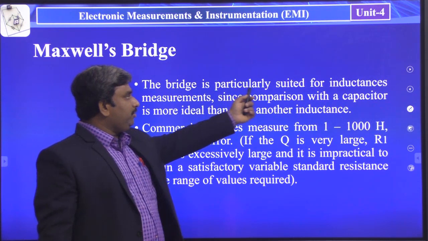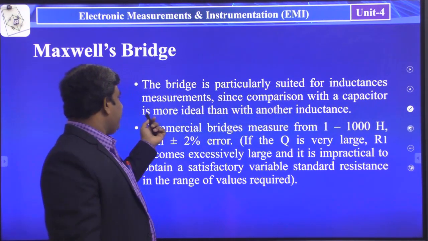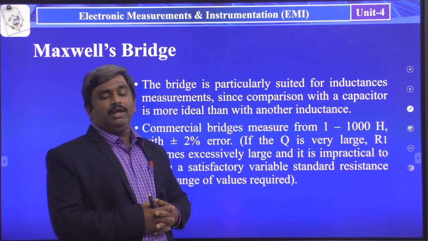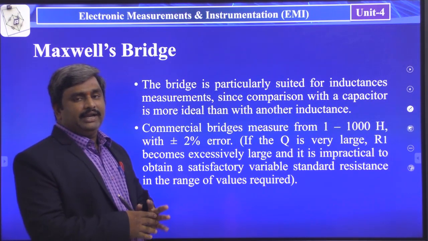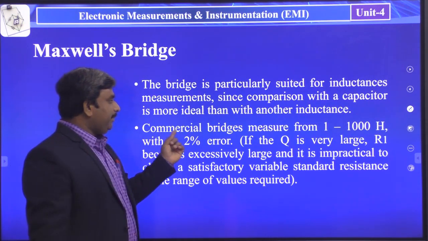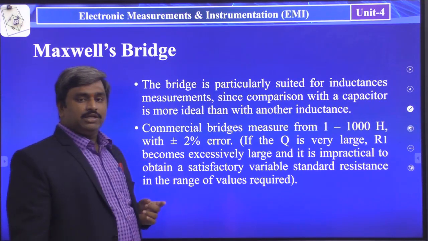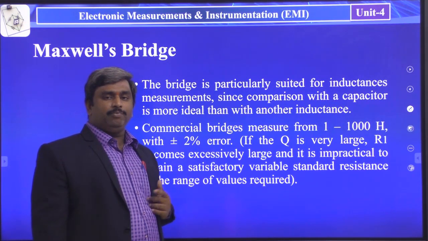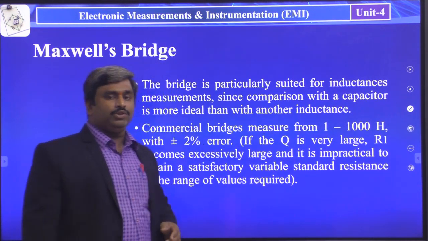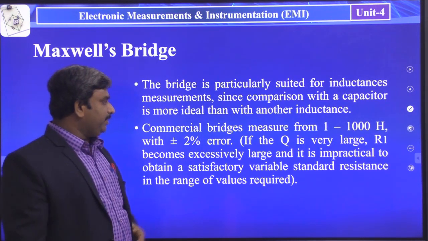Next, the bridge is particularly suited for inductance measurements, since comparison with a capacitor is more ideal than comparison with another inductance. So the bridge mainly focuses on measuring inductance parameters with the help of known capacitance values. Commercial bridges measure from 1 to 1000 henries, so commercially these bridges detect unknown inductance values from 1 henry to 1000 henries, with plus or minus 2% error.